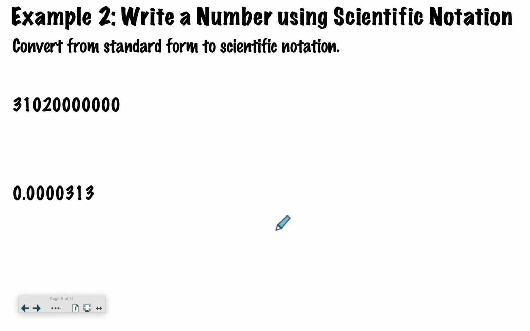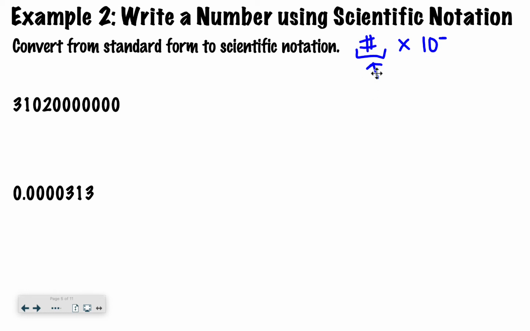So example 2, we're going to just practice converting from standard form to scientific notation because it's probably been a while since you've worked with scientific notation. So remember, scientific notation is the kind of shortcut way of writing really, really big numbers or really, really small numbers. And it's always going to be a number times 10 to the, and then we're going to have an exponent.